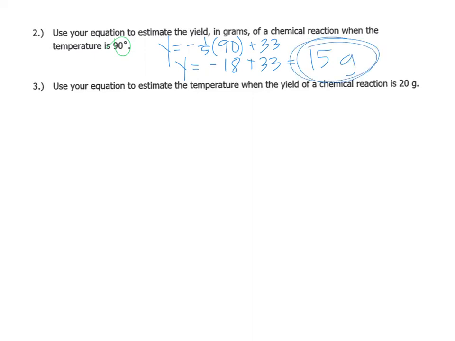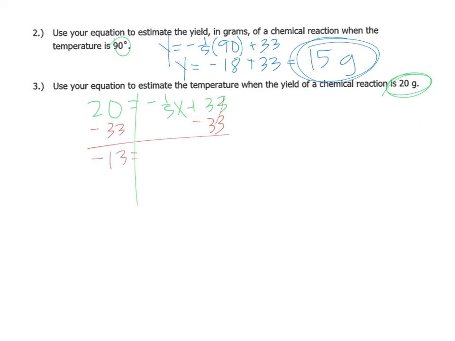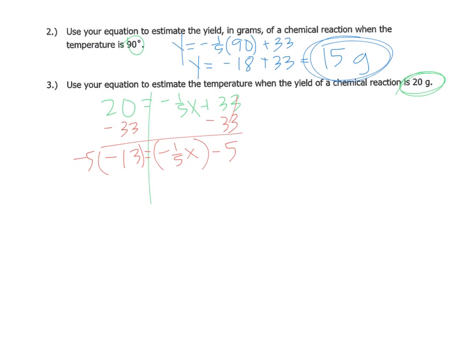We're going to use the equation again for when the yield is 20 grams. Well, grams is our y-axis. So 20 equals negative 1/5 x plus 33. Now we're solving for x. Subtract 33 from each side. So negative 13 equals negative 1/5 x. To get rid of a fraction, you multiply by the reciprocal. A negative times a negative is a positive. And 5 times 13 is 65 degrees.